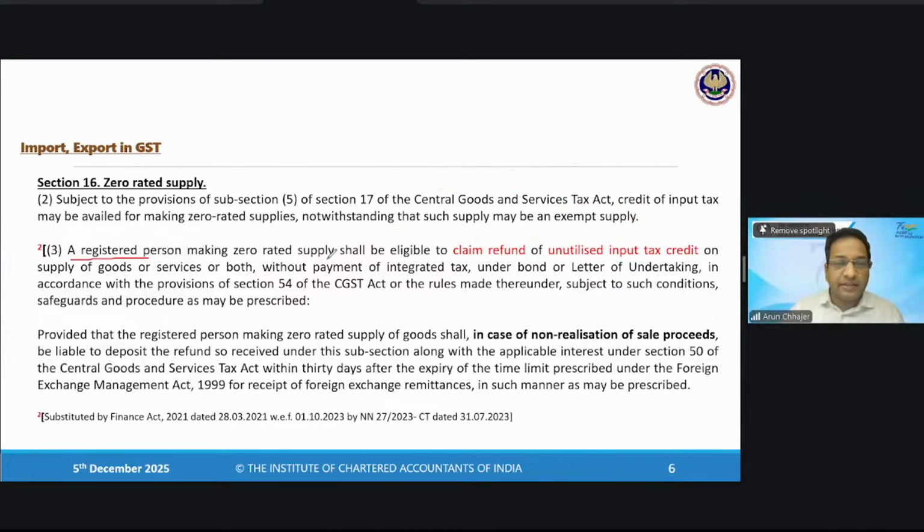Now, a registered person making zero rated supplies shall be eligible to claim the refund of unutilized ITC on supply of the goods or service or both without payment of integrated tax under bond or letter of undertaking in accordance with section 54, subject to the conditions as may be prescribed. We'll discuss that. But it says that if you are making the zero rated supply, then you are eligible to claim the refund of what? Unutilized ITC. You can claim the refund of what? Unutilized ITC.